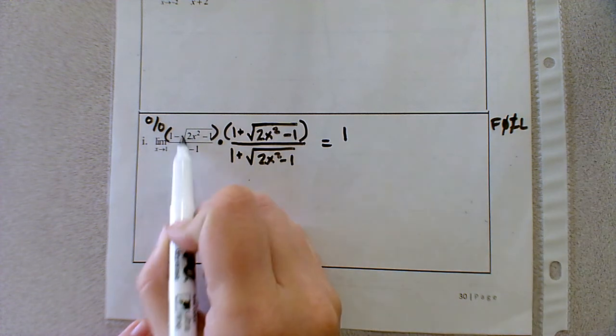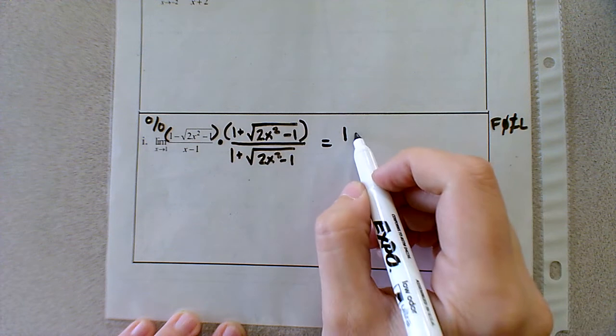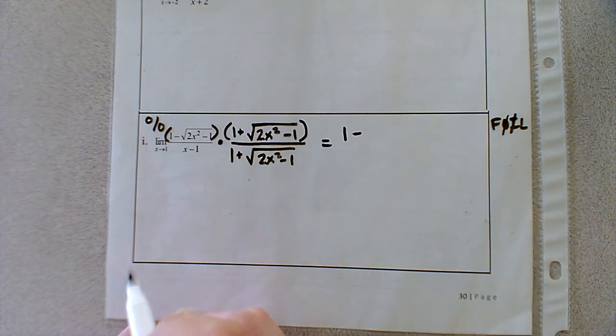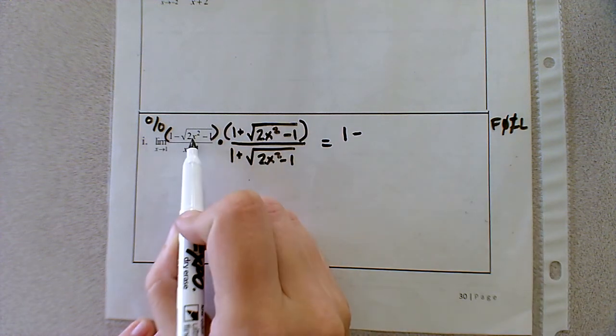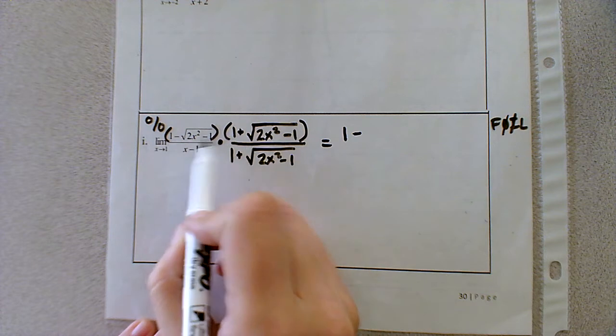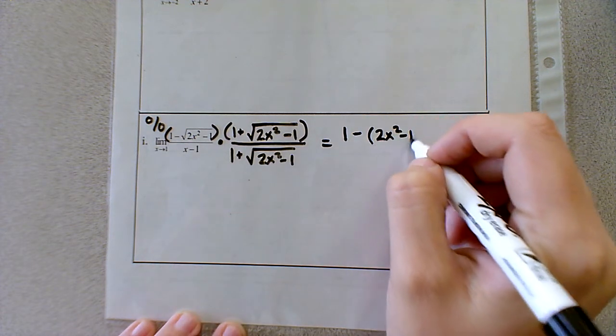So I have a negative square root times a positive square root. So we know that's going to be negative. And since they are the same square root being multiplied together, we know that we're just going to be left with the inside part. But we have to be careful to put that in parentheses.